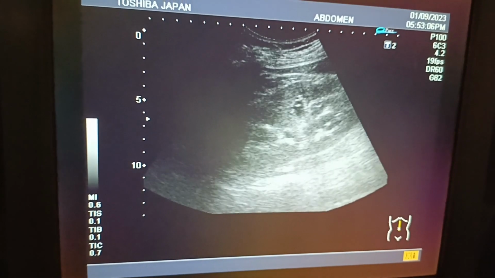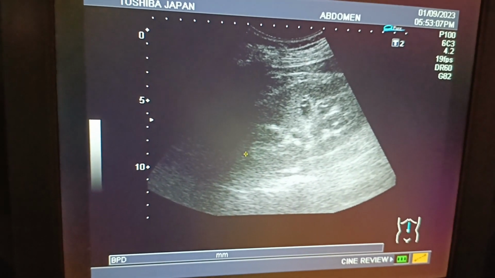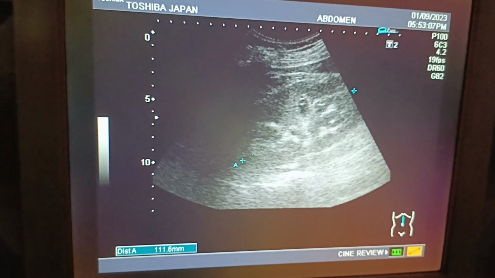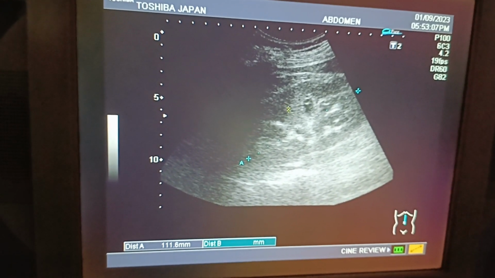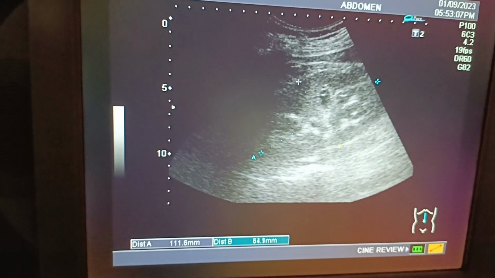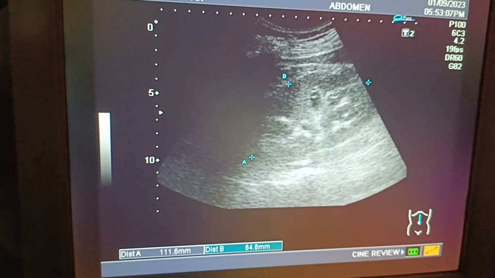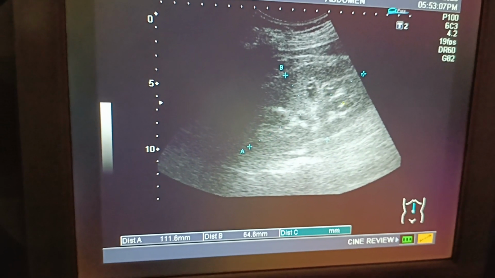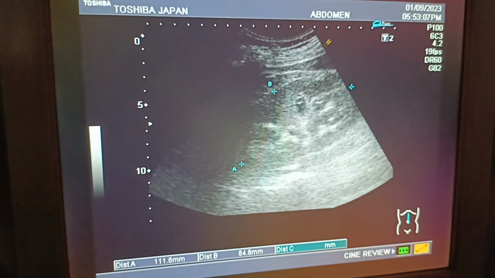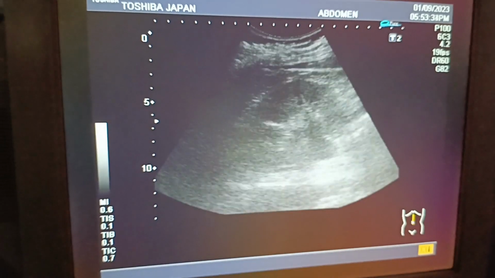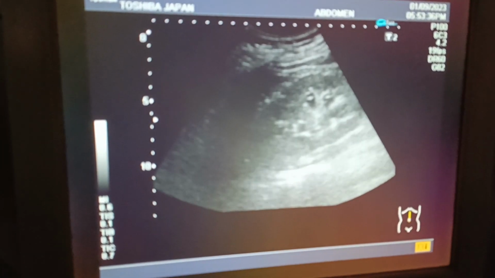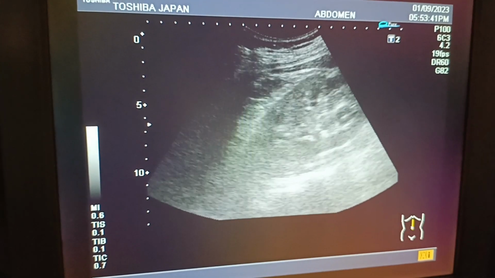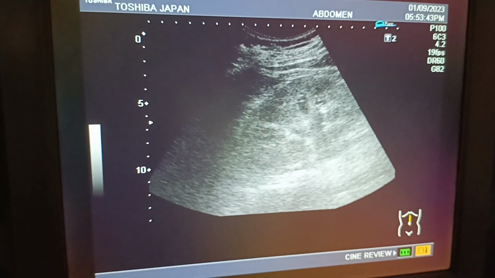Kidney is hydronephrotic with hydropelvis. Size of the kidney is increased, that is 11 centimeter into 6.4. Multiple concretions within the kidney. See the concretions. Pelvicalyceal system is distended. See this, giving the hyperechoic shadows.